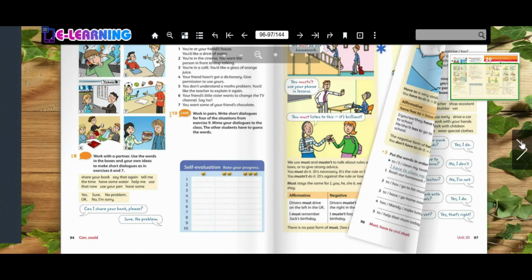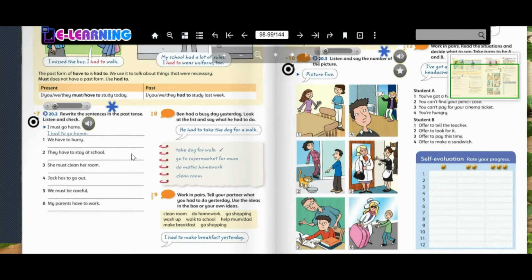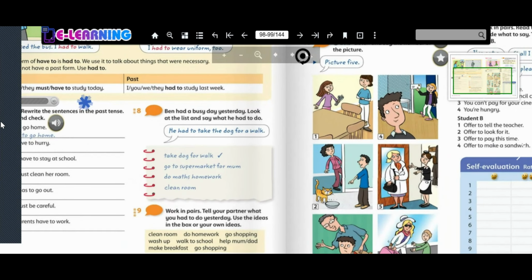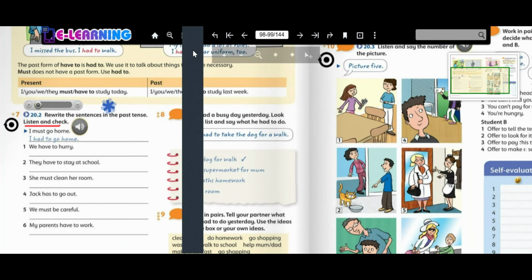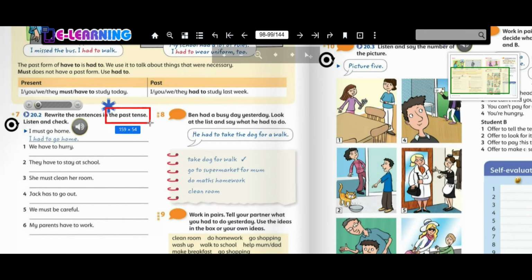Okay, so now please complete exercise 7. Exercise 7, write the sentences in the past tense. Listen and check. For example, number 1, I must go home. You can see must right here, but must doesn't have past form, right? So what do we have to use? We use had to. I had to go home. Okay, so pause the video and finish exercise 7.